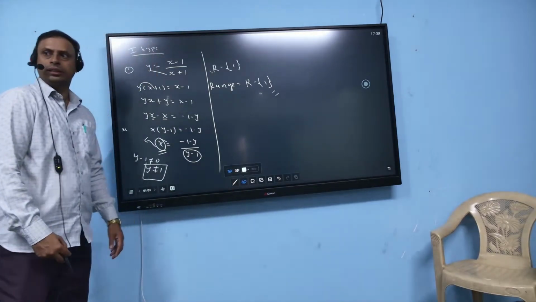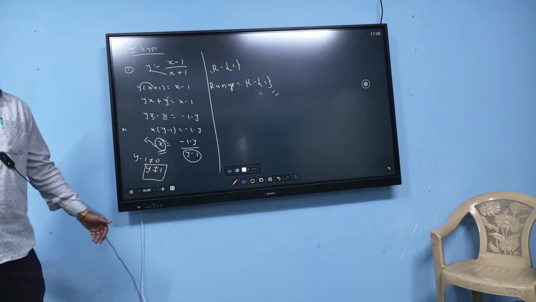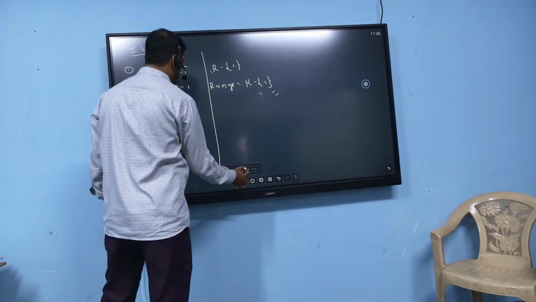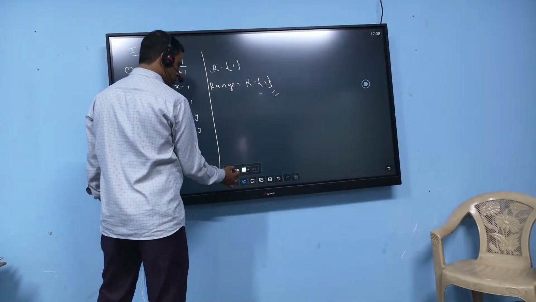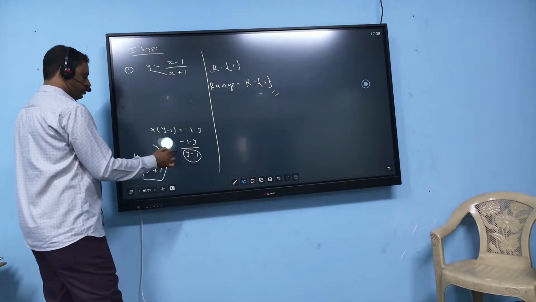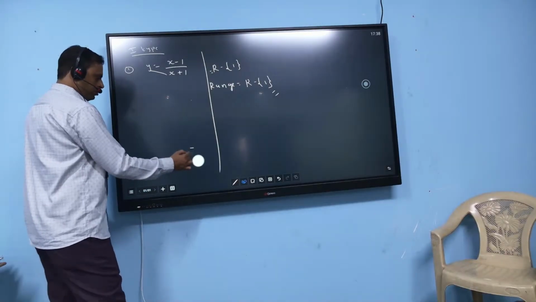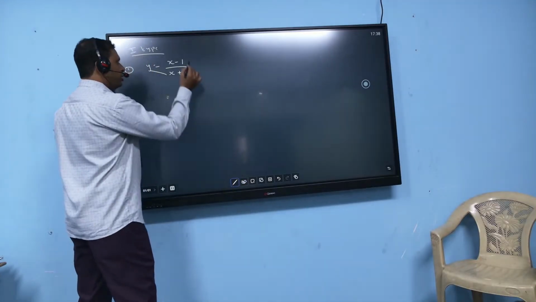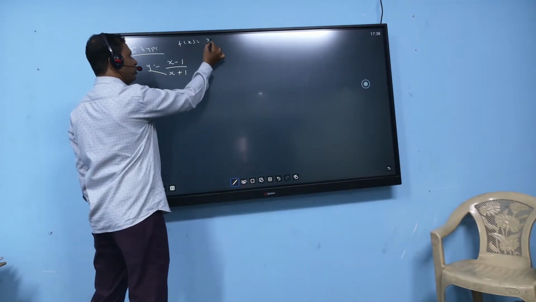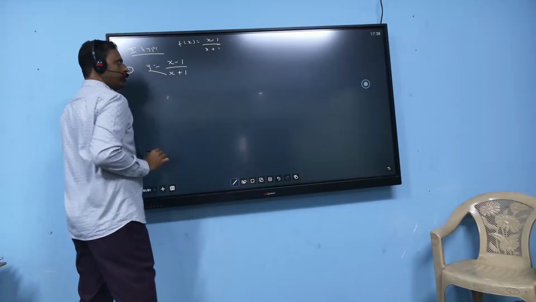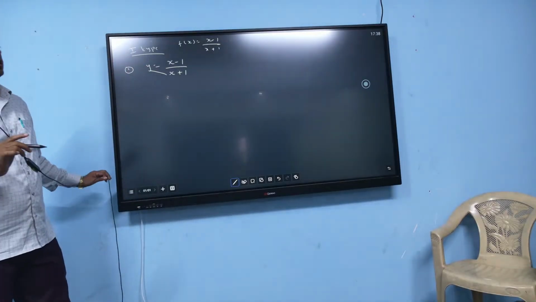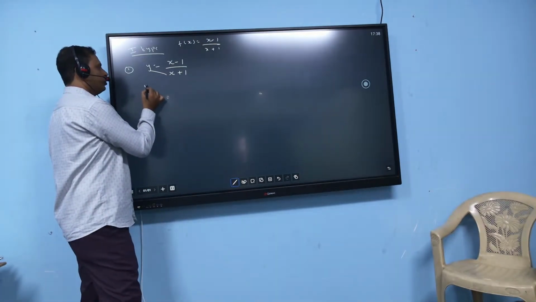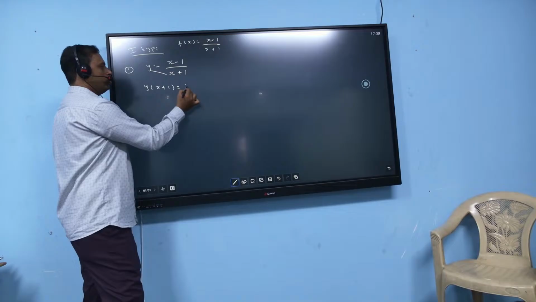We'll take one more. Next. Still they are writing. I'll repeat this problem one more time. If you have a function f of x is equal to x minus 1 divided by x plus 1, the first step is to take y is equal to x minus 1 divided by x plus 1. Then cross multiply: y into x plus 1 is equal to x minus 1.